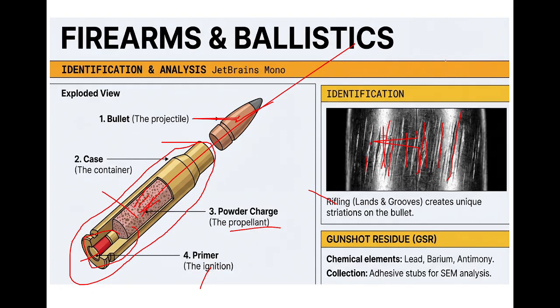Another thing, gunpowder residue, GSR. So we pick up gunpowder with adhesive stubs, very special sticky tapes and containers. We pick them up and we take them to SEM analysis, scanning electron microscope analysis. If we get time toward the end of the semester, we'll look into different types of microscopy.